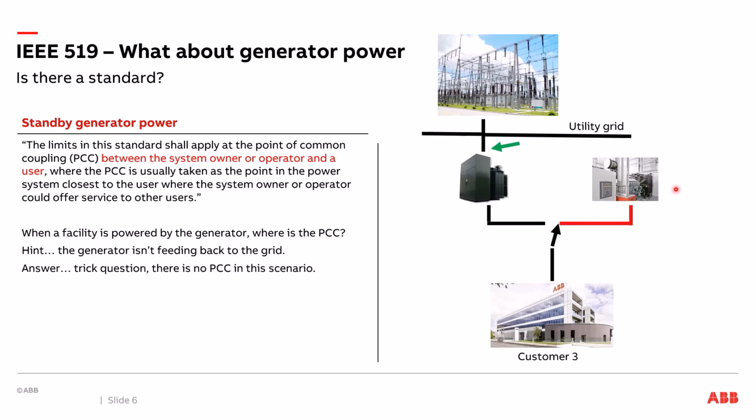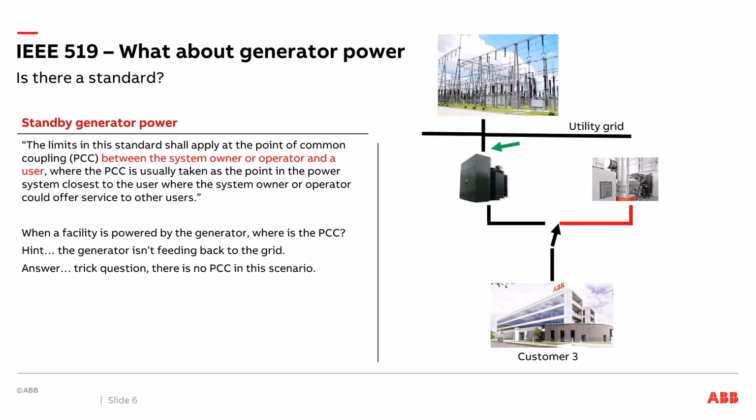Well, the answer is a trick question. There is no point of common coupling in this situation, because when I am connected to my backup generator, I am no longer connected to the grid, so thus there is no point between the system owner and the user, because I'm my own little source right here. So there is no point of common coupling per IEEE 519.